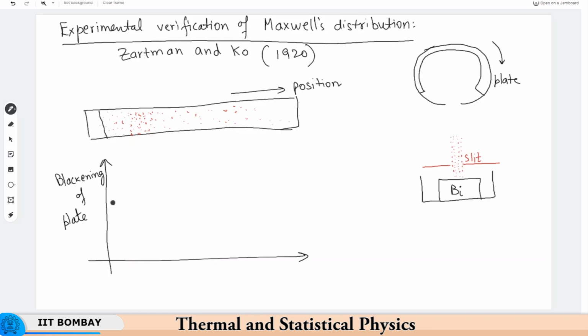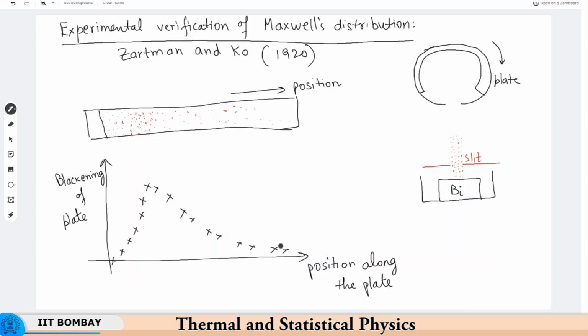So, what they observed, their data points looked something like that. So this is where the peak was, and then it decayed. These were the data points, and this is basically the position along the plate. And again, just imagine how this experiment is going on.